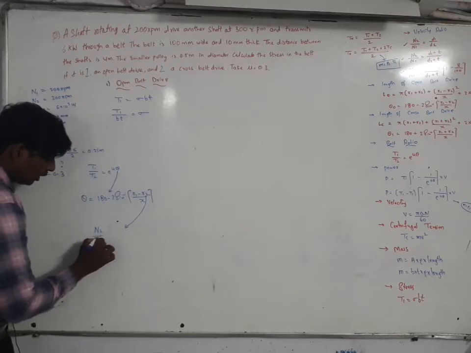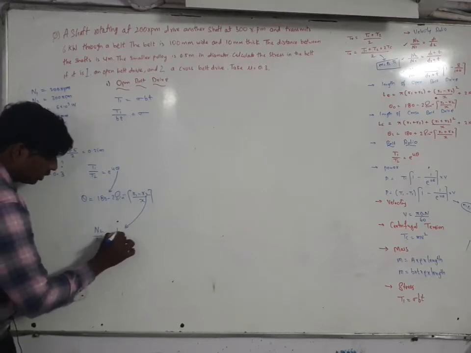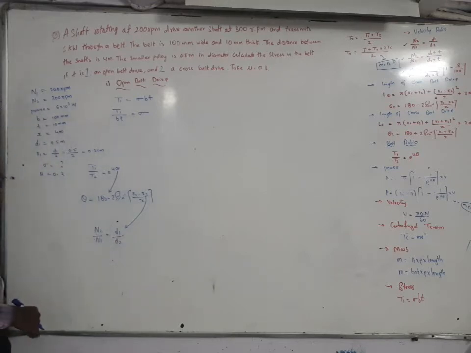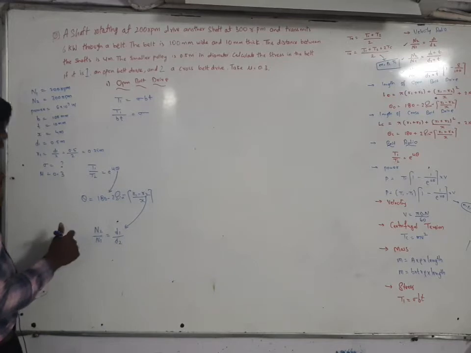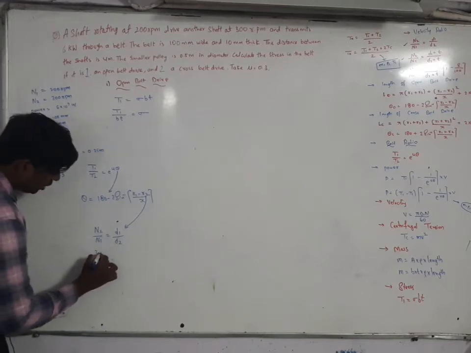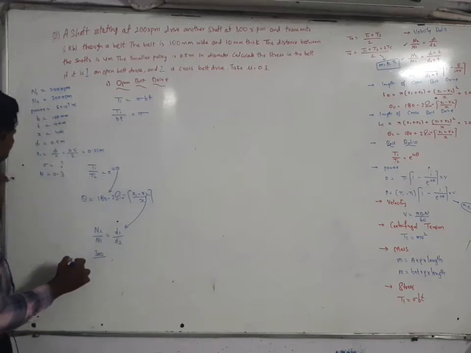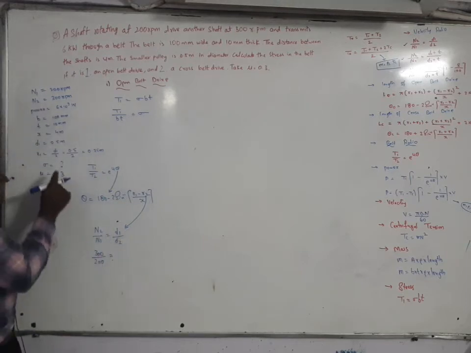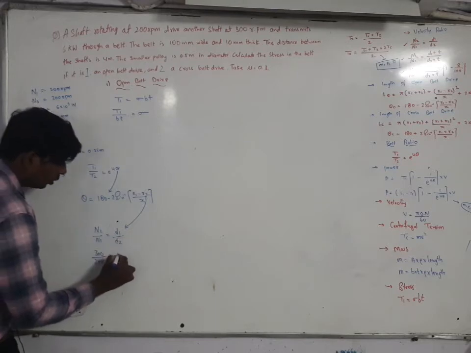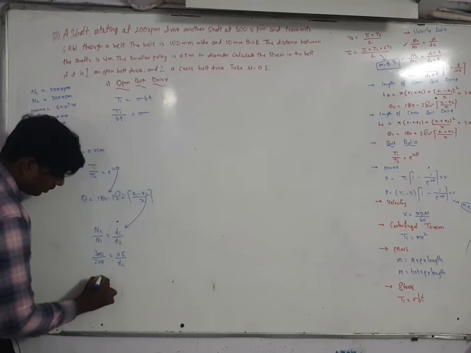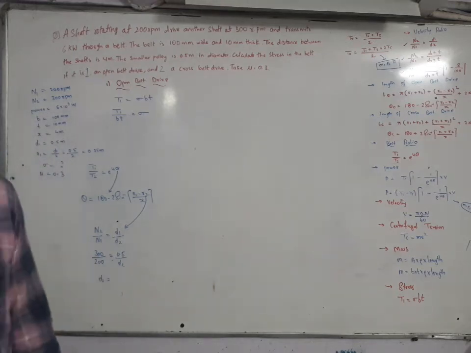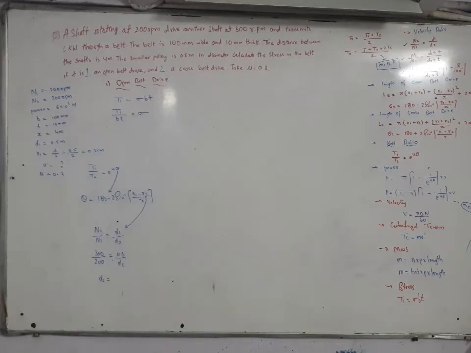N2 by N1 is equal to D1 by D2. Here you know the value of N2. N2 is equal to how much? 300. N1 is equal to how much? 200. D1 value is equal to 0.5 and D2 value you don't know. Then go for the cross multiplication with the help of calci. If you solve this one, you will get the value of D2.